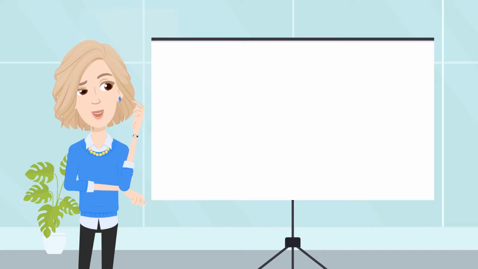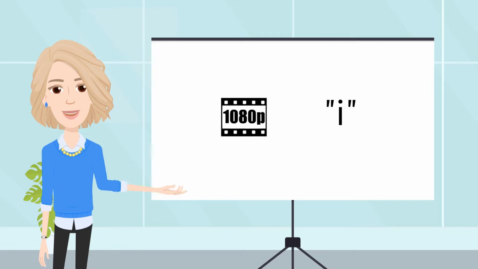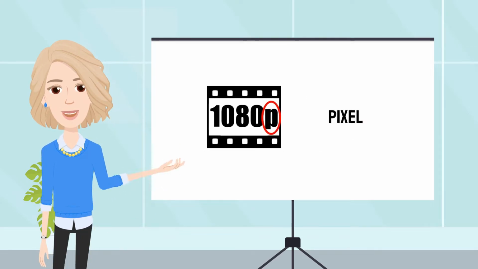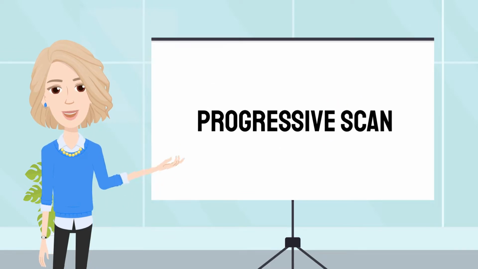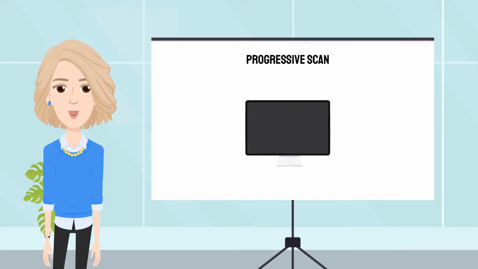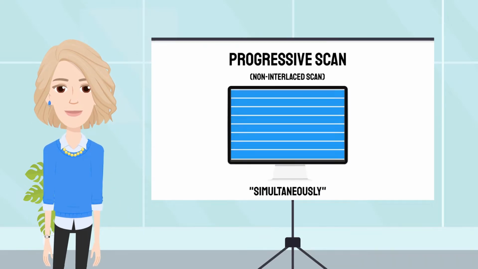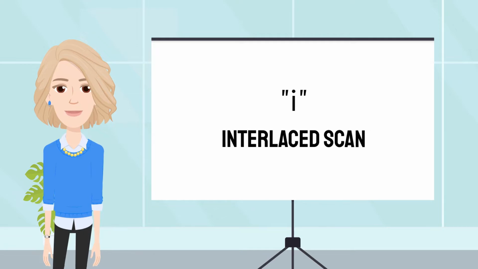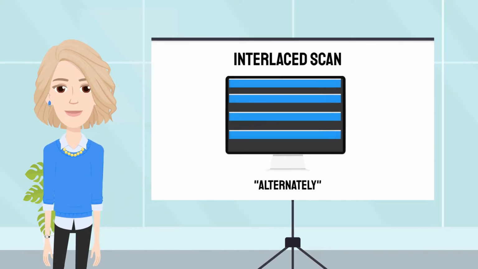Now some of you might be wondering, what is P and I in 1080p or 1080i? The P does not stand for pixel, but it refers to progressive scan, which means it displays all the lines in every frame simultaneously. This is in contrast to I, or the interlaced scan, which transmits or displays the lines alternately.